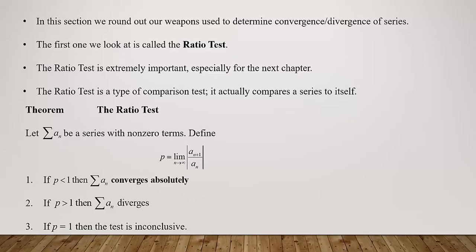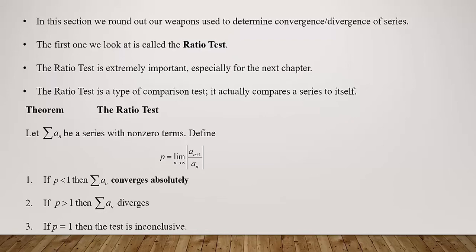Here's the ratio test. The series a sub n is a series with non-zero terms, and we're going to define p to equal the limit as n goes to infinity of the absolute value of a sub n plus 1 over a sub n. So immediately, we're looking at successive ratios of the series. And absolute value, well, we're going to have absolute convergence built into the ratio test. So there are three parts to the ratio test.